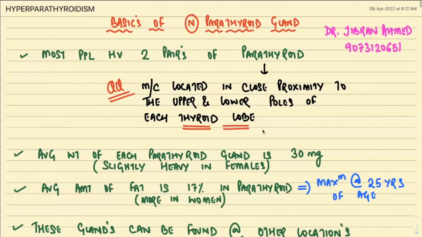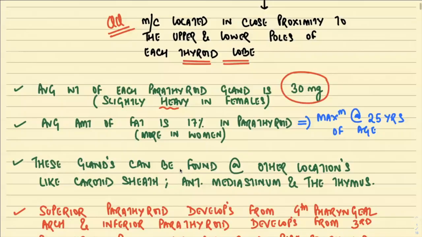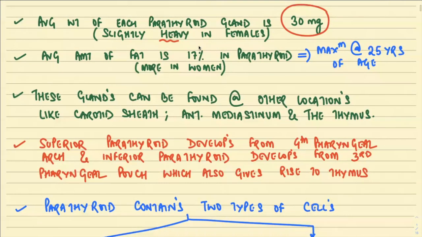The average weight of each parathyroid is approximately 30 milligrams, and it is slightly heavier in females. The average amount of fat is around 17% in the parathyroid. If we see the histological section of a parathyroid, you will see that the parathyroid also has some amount of fat. On an average, it has a range, but if you take the average, it's around 17%. The amount of fat is again more in women. But the maximum amount of fat that a parathyroid has develops at around 25 years of age.